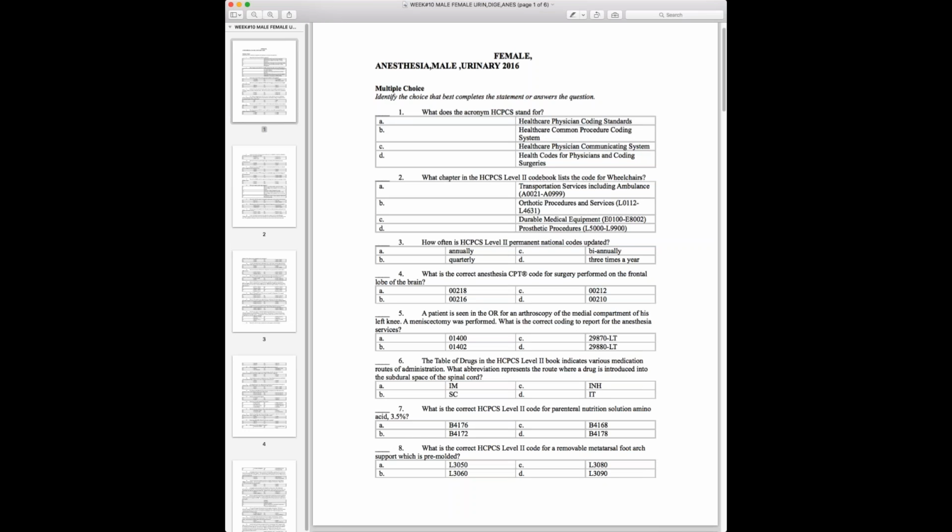So you can always look over it with your handouts. Number 3, how often is HCPCS Level 2 Permanent National Codes updated?